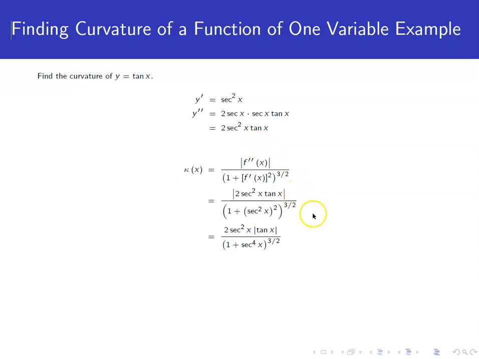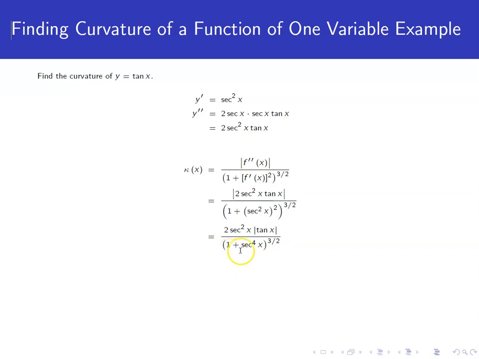So plugging those pieces into the formula, we get a 2 secant squared x tangent x, absolute value of that on top, and a 1 plus secant squared squared to the 3/2 on bottom. We can pop the 2 and the secant squared x outside of the absolute value bars. Tangent we can't because it could be negative.